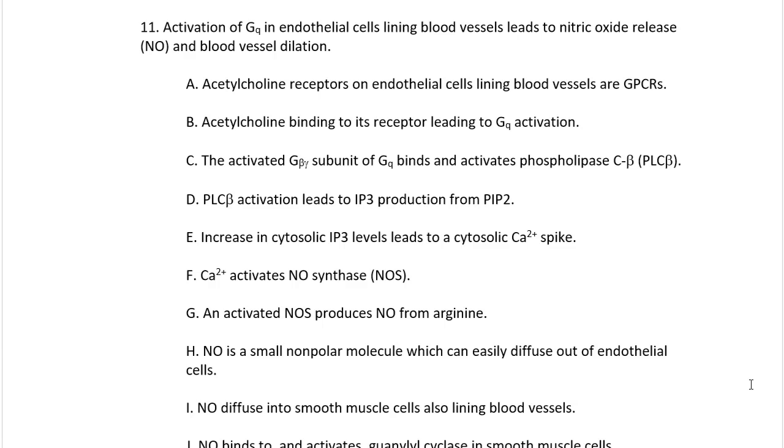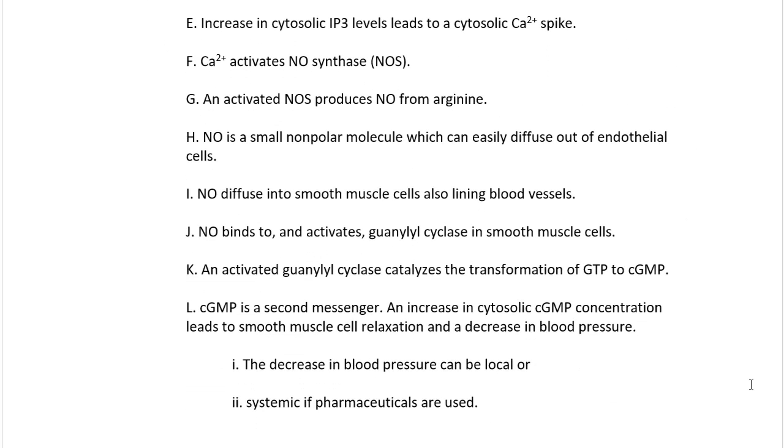PLC-beta activation leads to IP3 production from PIP2. Increases in cytosolic IP3 levels lead to a cytosolic calcium spike. Calcium activates NO synthase, or NOS, and activated NOS produces NO from arginine. NO is a small nonpolar molecule which can easily diffuse out of endothelial cells.